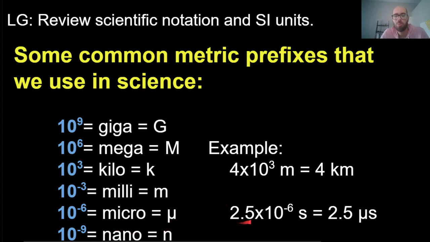Let's take a look. 2.5 times 10 to the minus 6 seconds. How could we write that with these metric prefixes? 10 to the minus 6 is represented by micro, this letter mu. So if I say 2.5 microseconds, that's the same thing as saying 2.5 times 10 to the minus 6 seconds.